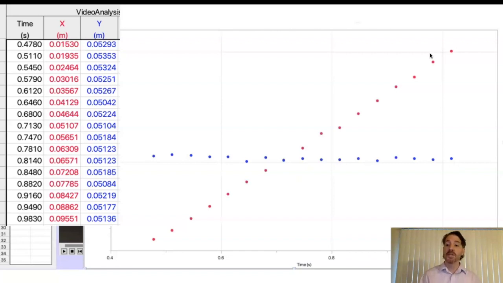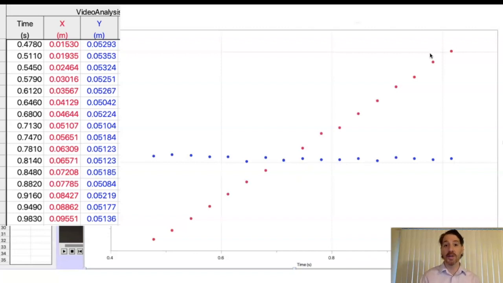What's happening in the X direction, as you look down the data table or at the red dots on the graph, you can see that for every small amount of time that elapses, the buggy has changed its location a small amount in the X direction. That collection of data points, when looked at collectively on a graph, looks like a linear relationship between the X location of the vehicle and the time.